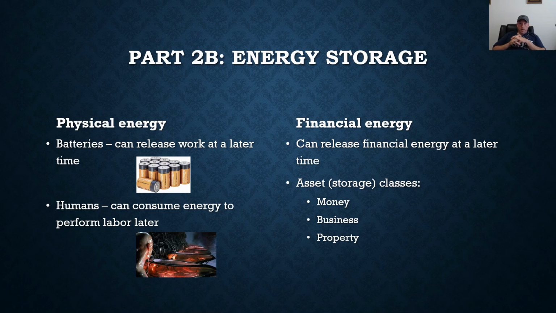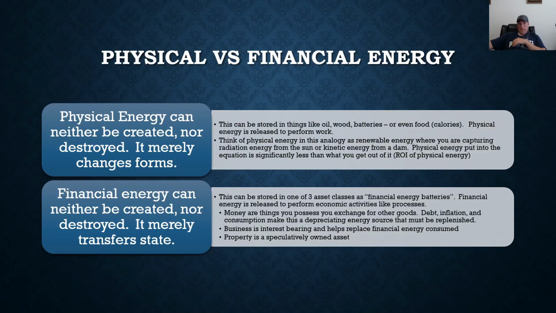Here are the storage asset classes: money, business, and property. And some of you crypto guys are going to kill me for what I'm doing next, but I'll get into all of it later. So physical versus financial energy, just to recap, I'm using the law of conservation of energy here. I basically say that where physical energy may change forms, financial energy more or less transfers its state from one form to another, or one owner to another.